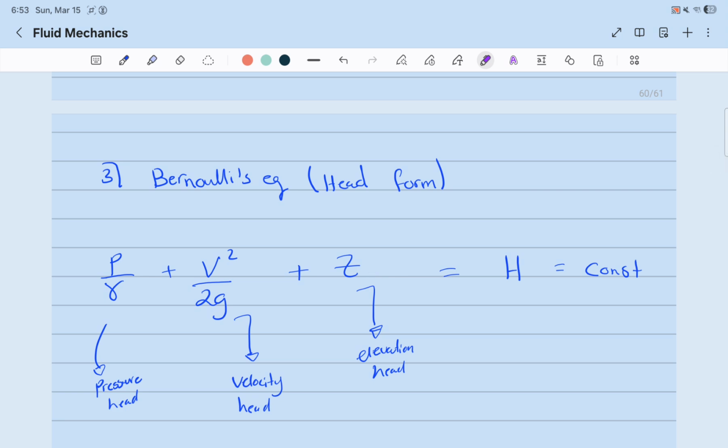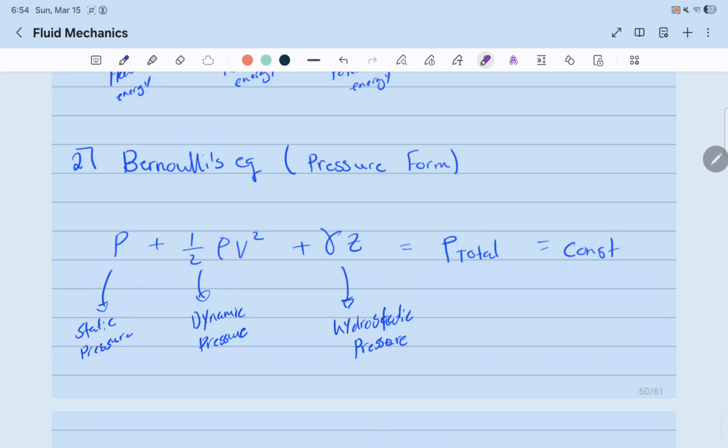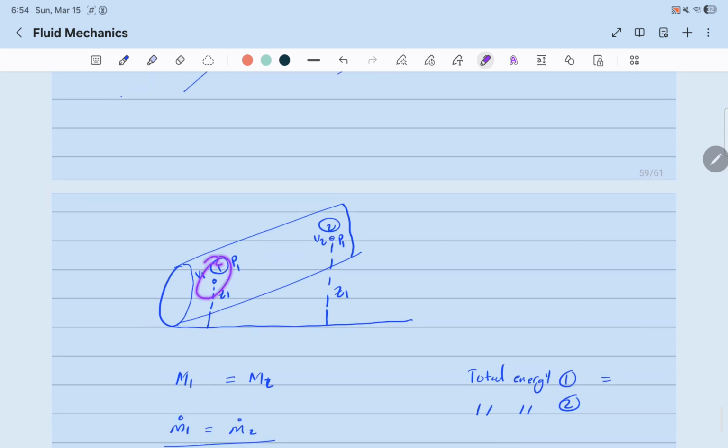So that's it for Bernoulli's principle. It relates pressure, velocity, and elevation at one point. It also relates the pressure, velocity, and elevation at point 1 and point 2, where the total pressure at point 1 and point 2 is the same, the total energy at point 1 and point 2 is the same, and the total head at point 1 and point 2 is the same.